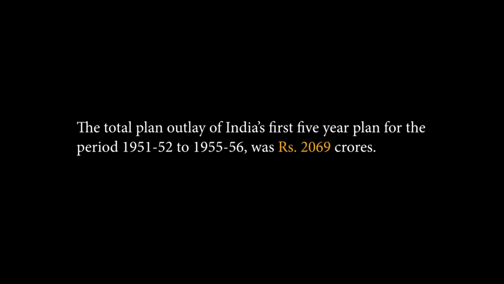The Planning Commission formulated India's first 5-year plan for the period 1951-52 to 1955-56. The total plan outlay was rupees 2069 crores. India was an agricultural country and peasants formed the majority of the population. So the first 5-year plan gave prime importance and put much emphasis on agricultural growth.